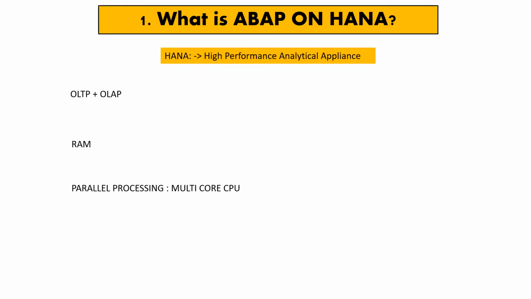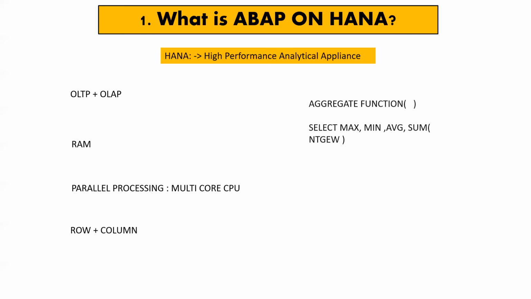So as we know, HANA is installed in RAM. It supports parallel processing because in HANA you have a multi-core processor. Then it supports both row plus column storage. From the OLAP point of view, the very important part with HANA is that it stores the data as column storage, and column storage is a way of getting the benefit of aggregation on the fly.